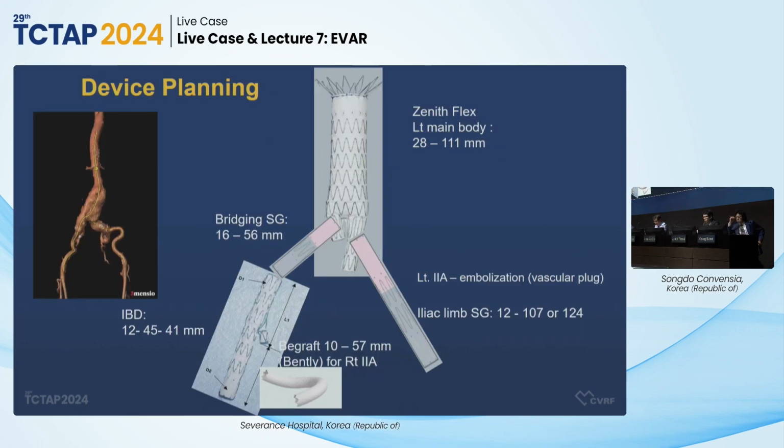So we will use the Cook IBD on the right side, and for the side branch, we'll use a VBX graft. This is a very flexible, balloon expandable covered stent. For the treatment of the aorta, we'll use Zenith Flex with a diameter of 28 millimeter. And then the rest we will treat with the iliac limb stent grafts.